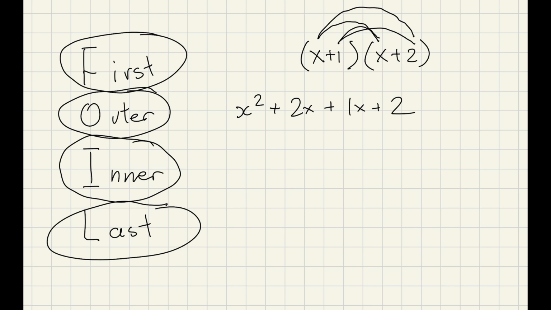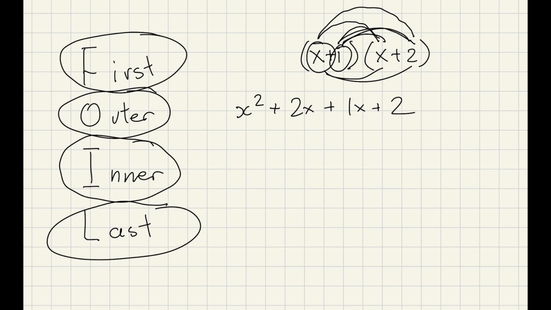Another way to think about it is this first and outer step is basically just multiplying this x into this term and this term. The inner step is multiplying this one into this and this term. So we're basically just distributing.